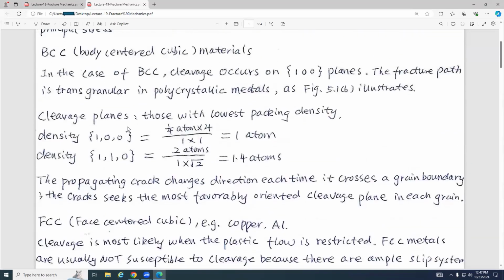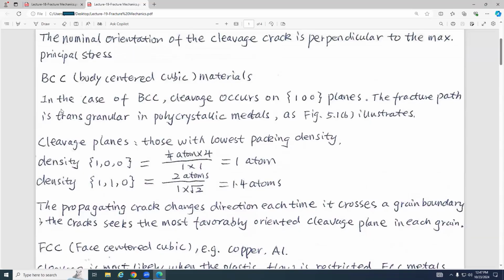In the case of BCC, cleavage occurs on the 100 plane, and the fracture path is transgranular in polycrystalline metals. The cleavage planes are those with the lowest packing density. Why does it go along the lowest packing density plane? You can imagine that along this plane we can use minimum energy to break it. Okay? You understand that?